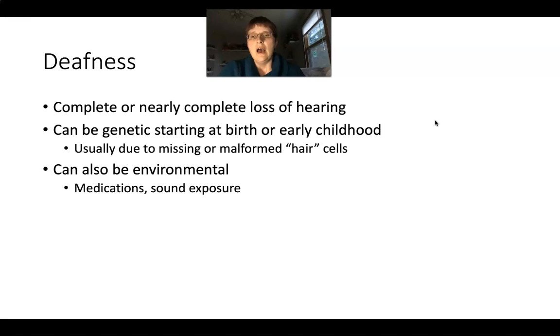So if you take certain medications, some medications can actually damage hair cells to the point where it can create hearing loss to the level of deafness, and extreme sound exposure. So again, if you are on a job of some sort where you're getting repetitive loud sound exposure, that can create deafness as well. So, are there ways to treat hearing loss?